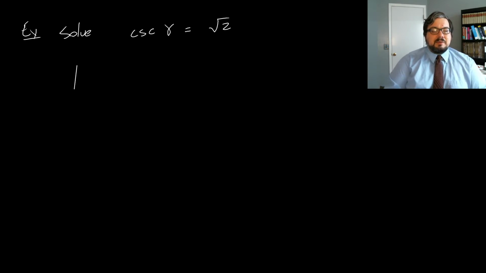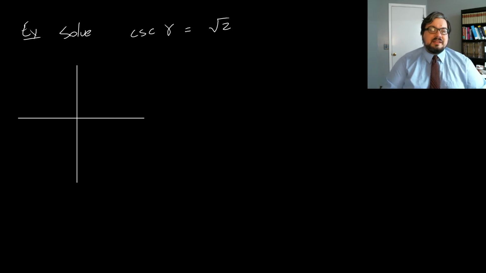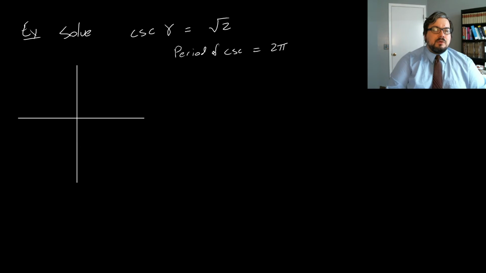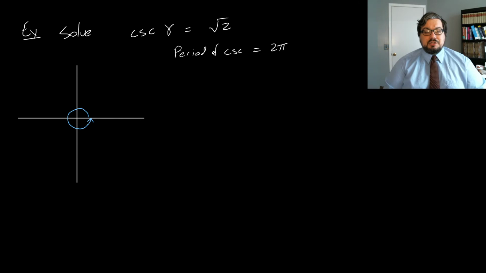So the next thing that we want to do is to find all solutions to this within a single period of cosecant. So recall that the period of cosecant is 2 pi. So basically what we want to do is find all solutions of this equation that we can find within one complete revolution around the origin. That is, within one range of 2 pi angles, from 0 to 2 pi.